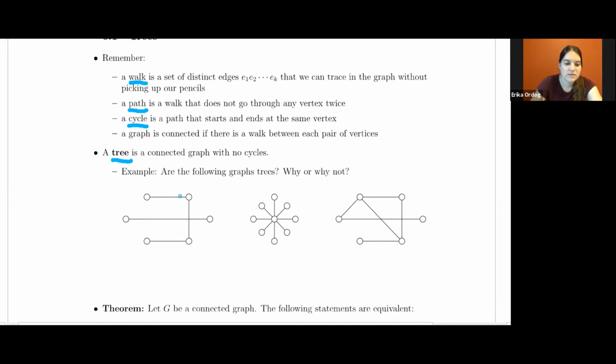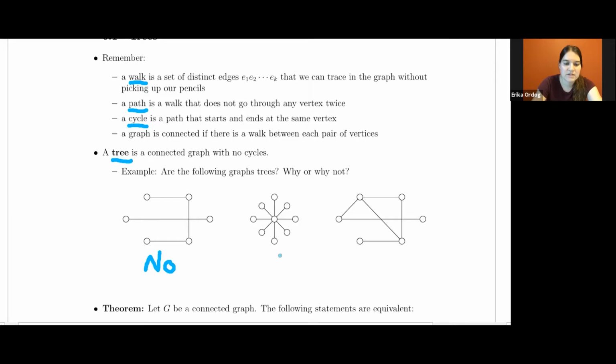So let's look at these three graphs here and decide if they're trees and explain why or why not. So pause the video and think about that on your own. Okay, so are these graphs trees? Well, let's look at this first one. So we need this to be a connected graph with no cycles. Well, this is not a tree because it's not connected.